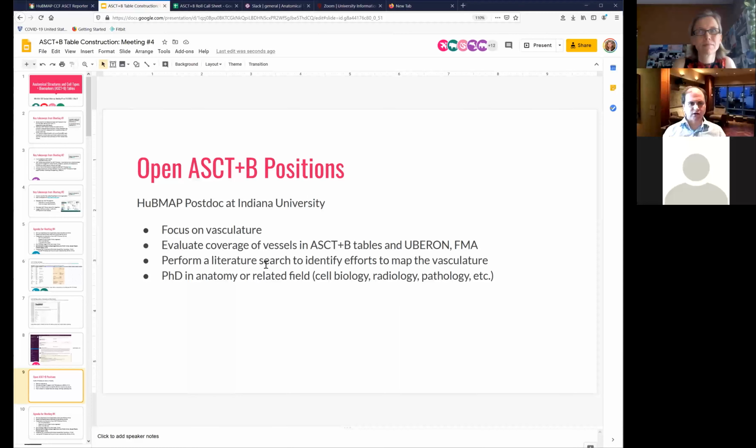It's not so much that HubMap is interested in a model of the vascular system, but that vasculature passes through everybody's ASCT tables. We want to use the vasculature as a kind of coordinate system to identify location in the body. A lot of this position is a literature search. There are a lot of separate studies that have been done for different organs and different species, mapping out the microvasculature, the whole tree within a particular organ.